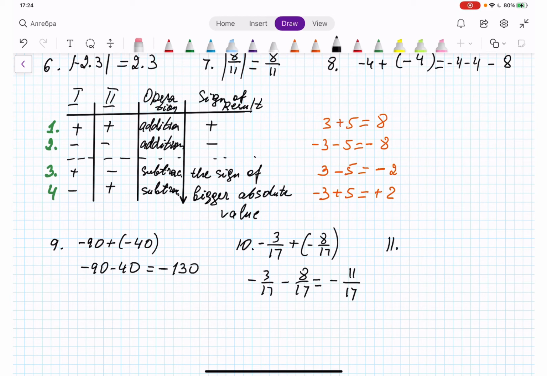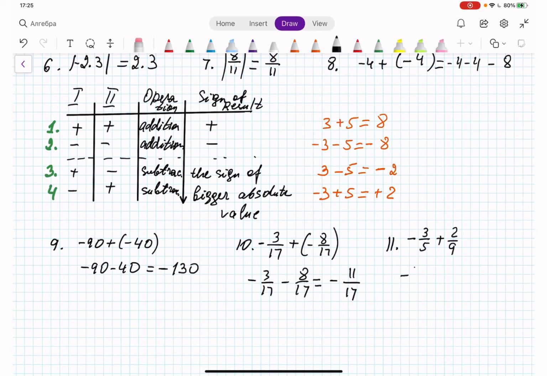Number, which one? Number 11. So what do we have here? Negative 3/5 plus 2/9. We are going to use here negative, positive, for the case number 4. So we need to subtract, right? Okay, to subtract, a common denominator is going to be what?